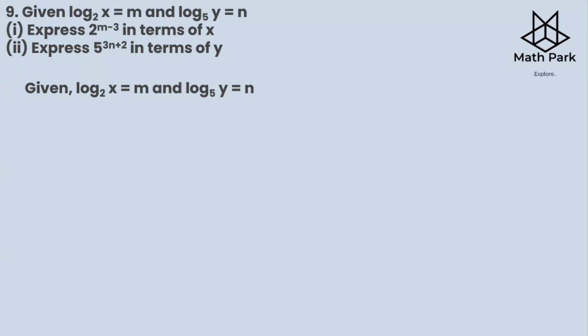So you are given log of x to base 2 is m and log of y to base 5 is equal to n. Let us write this in the exponential form. 2 to the power m is equal to x and 5 to the power n is equal to y. Now let us solve the first one here.